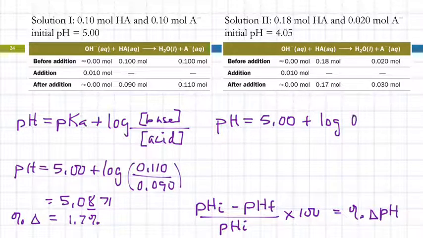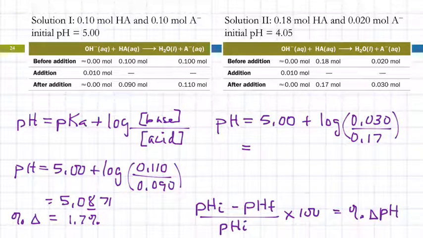And now the concentration, 0.03 for the base divided by 0.17 for the acid. That 5 is the same because that's a pKa, and we're looking at the same buffer. So this is going to be 4.2466, and 4.25. The reason we're looking at the percent change is they started out at different pHs. So the percent change is more meaningful.